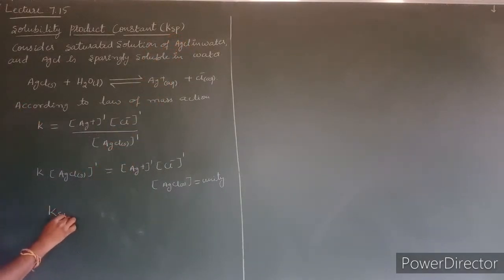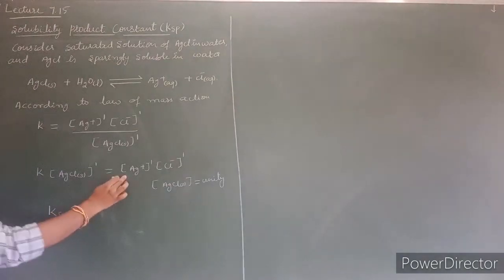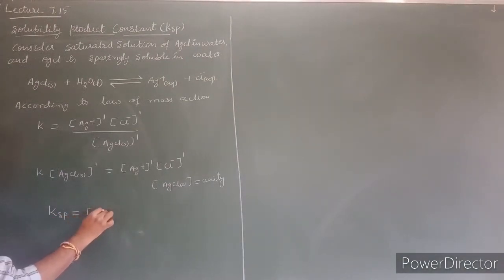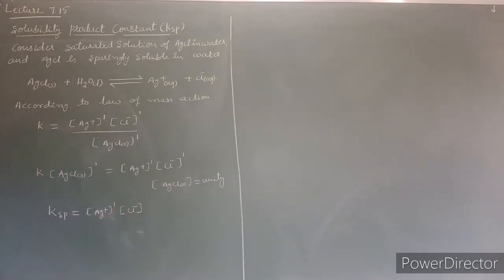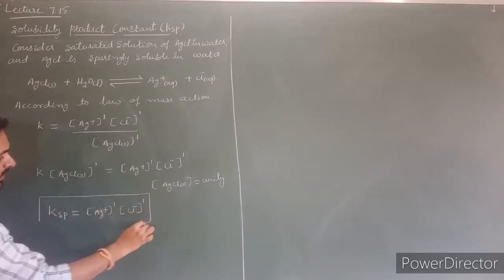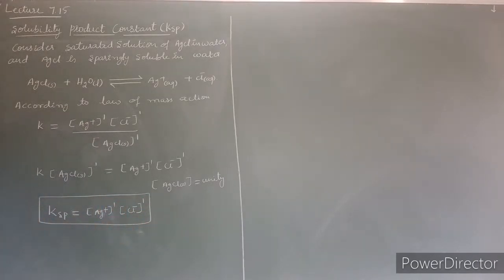So KSP is equal to molar concentration of Ag plus ion, its stoichiometric coefficient is 1 into molar concentration of Cl minus ion and its stoichiometric coefficient is 1. This is the mathematical expression for solubility product constant. Here KSP means solubility product constant.